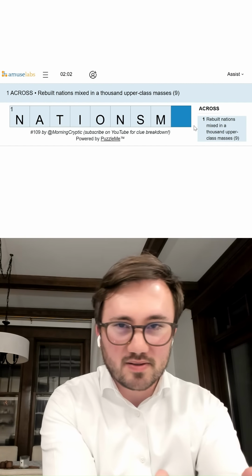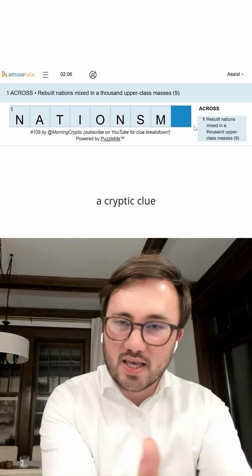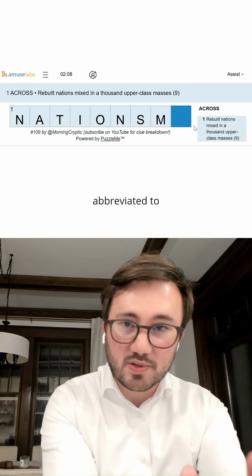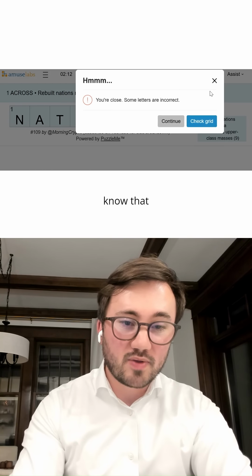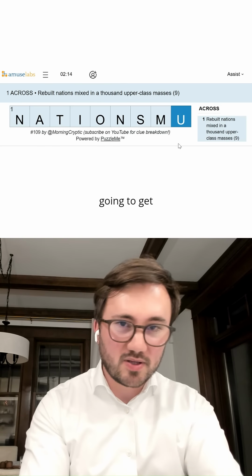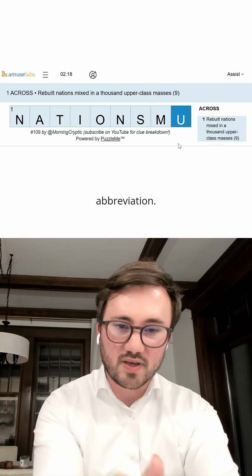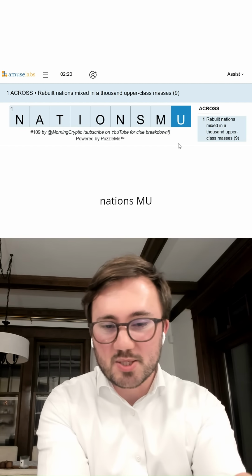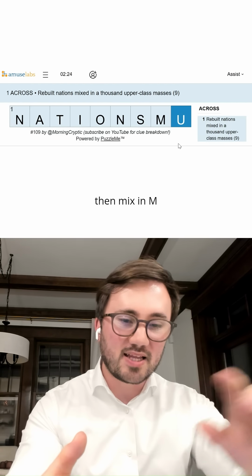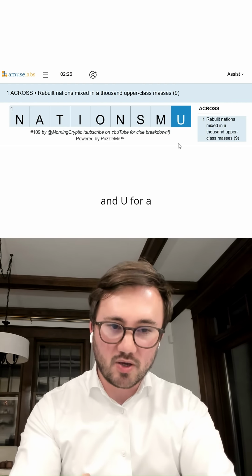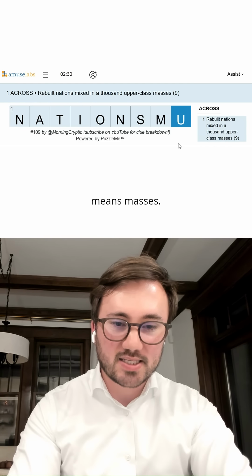But then this is not the obvious one. Upper class in a cryptic clue can also be abbreviated to just U. And unless you know that coming into this, you're probably not going to get that straight away. And so there's a learning there for a new abbreviation. Now, of course, nations MU doesn't get me very far, but of course we need to rebuild nations and we need to then mix in M and U for a 9-letter word that means masses.